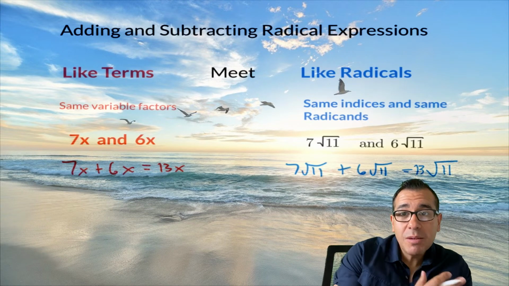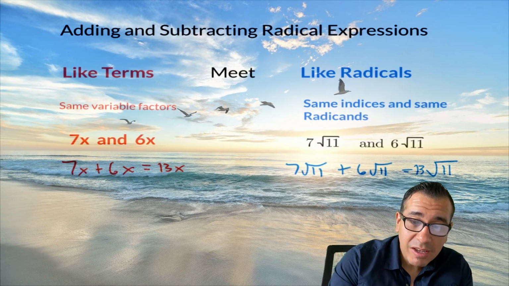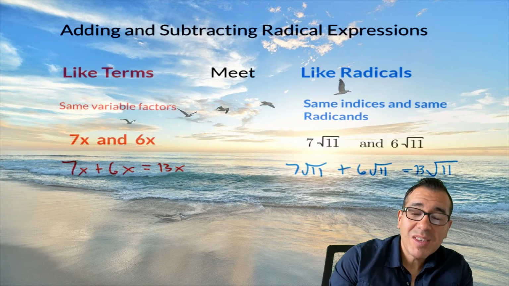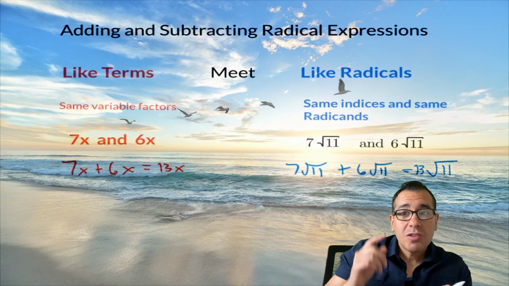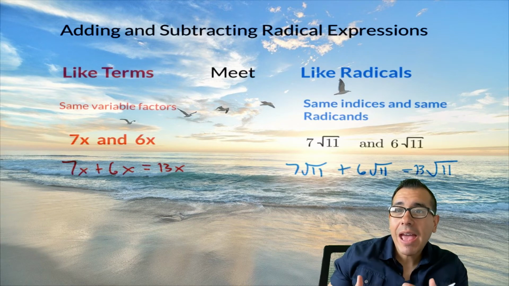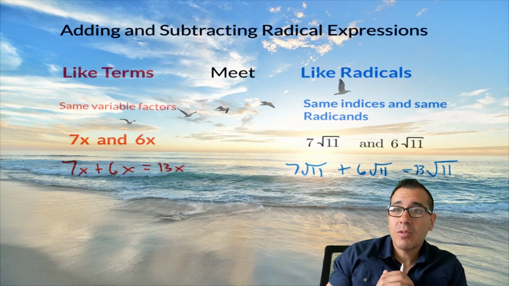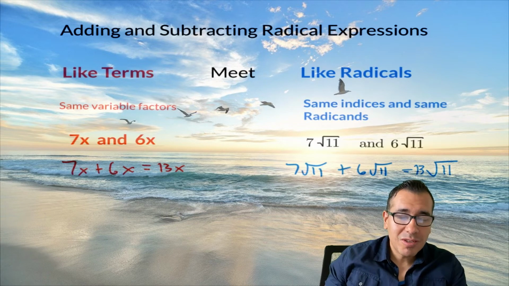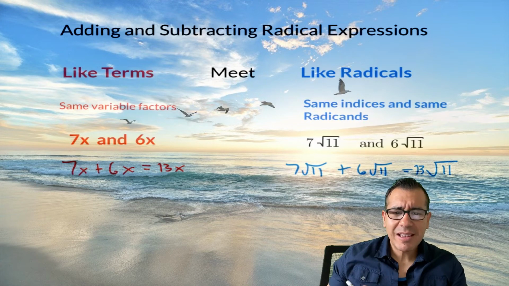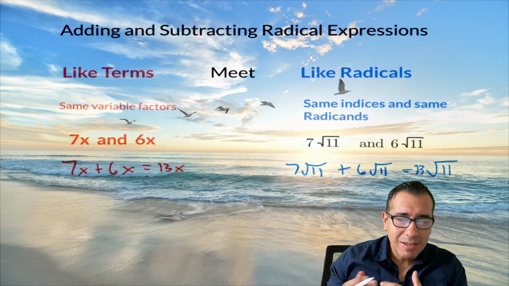Just like we did before, that's one way to think about it. We add the coefficients, and our square root of 11 stays exactly the same. So that's the mentality I want you to have as you're working through these radicals, so you don't get so confused. All right, let's take a look in here and see what else we got.